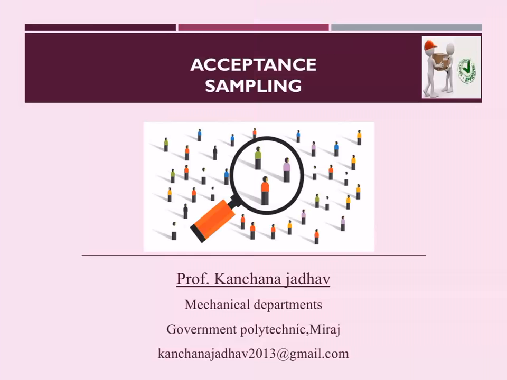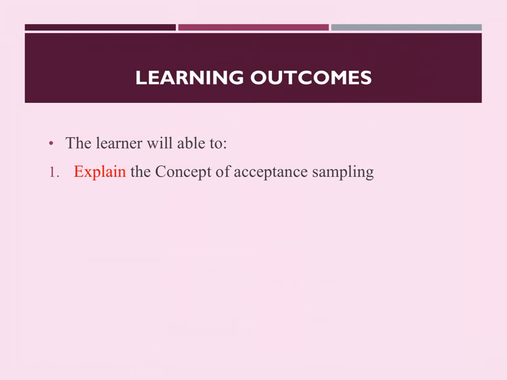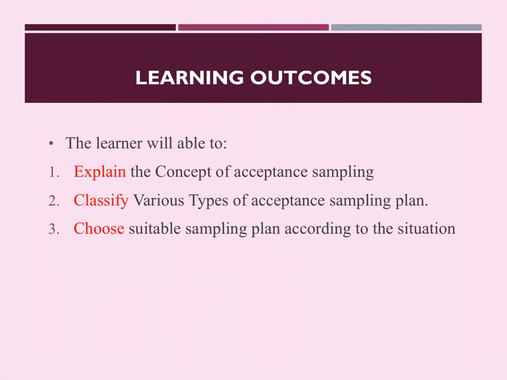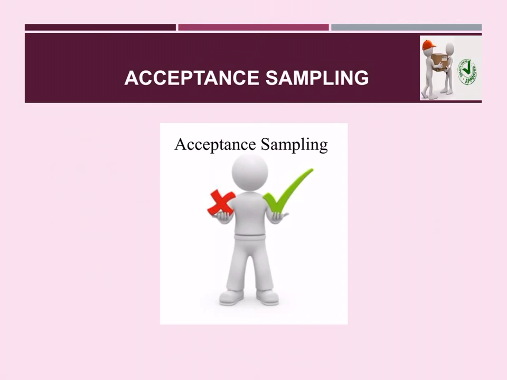My today's topic is acceptance sampling. The learning outcomes of this topic are that we are able to explain the concept of acceptance sampling, classify various types of acceptance sampling plans, choose a suitable sampling plan according to the situation, and enumerate the difference between 100% inspection and acceptance sampling. So, we will see what the concept of acceptance sampling is.